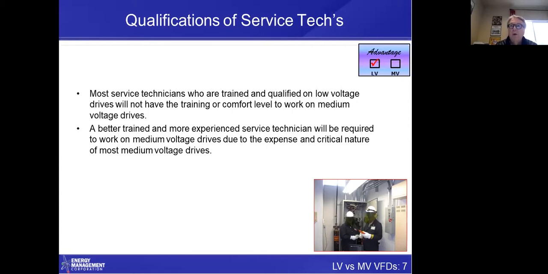So low voltage drives are typically built in a similar fashion, and have been since the Japanese introduced this technology in about 1987. Medium voltage drives, however, are still widely different from one another, and they use a number of different technologies. So not only does someone need to be familiar with medium voltage drives, but in many cases, to have someone work on your medium voltage drive, you're really going to want someone with training and experience on that particular brand and model of medium voltage drive.